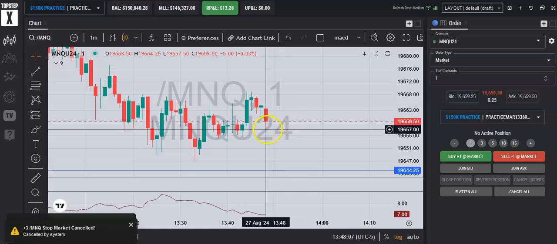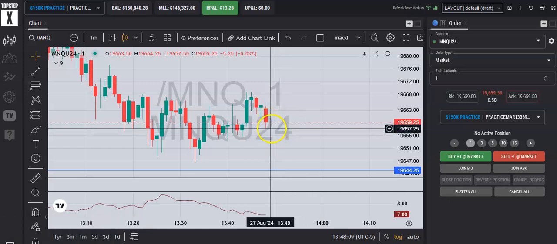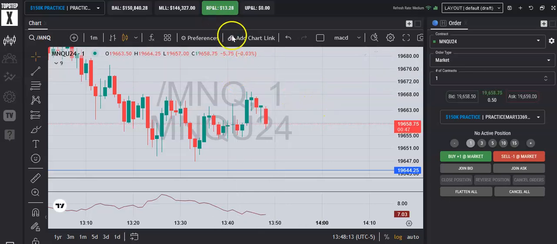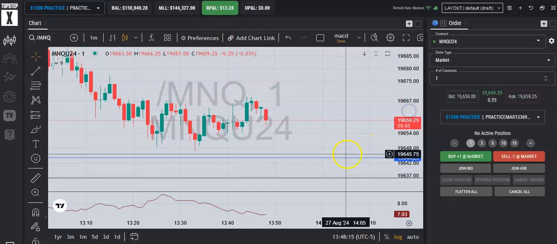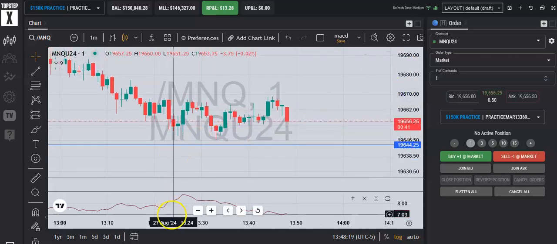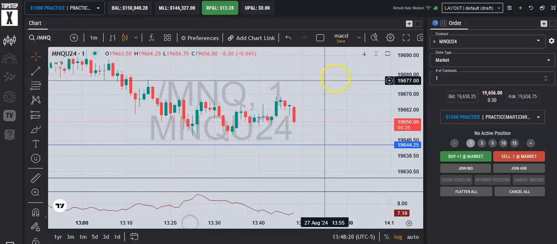Boom! And you see what it did? It shot through and then sucked right back. Well, there may be some continuation. I ended up with a $13 profit in my sim account. So, okay, I hope that helps.